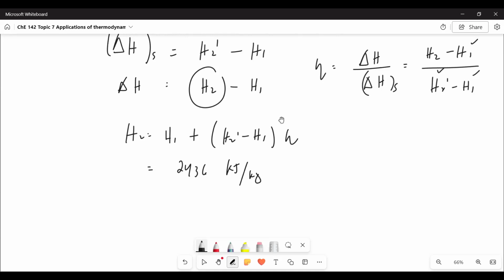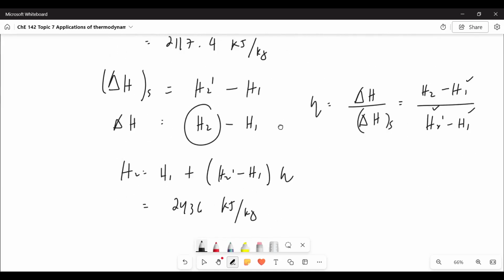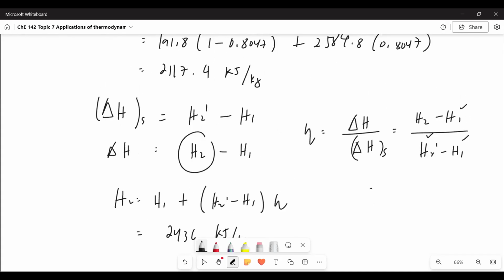But for the sake of knowing delta HS, I want to calculate delta HS as well. That's H2 prime minus H1. So that is negative 955.6. I calculated this for comparison later on.